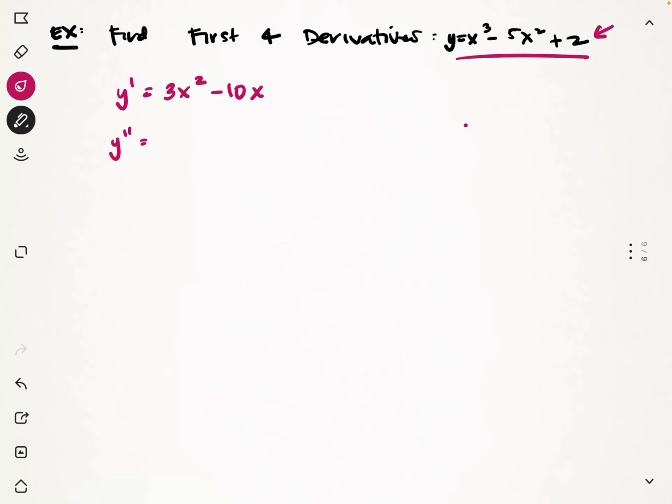The second derivative is denoted with the 2 ticks. So we're just going to take the derivative of the derivative. So if we're looking here again, drop down the 2. It's going to be 2 times 3 is 6x minus 10.